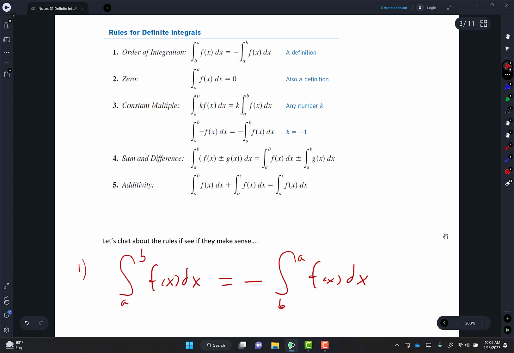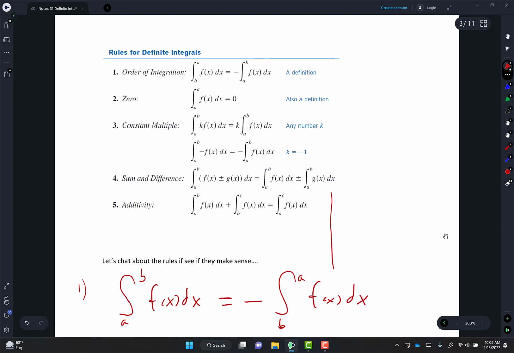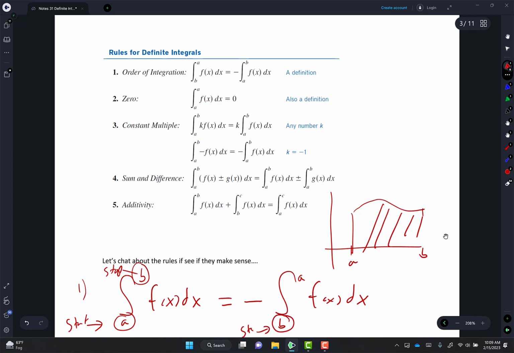Let's see why. I'm going to just draw a random sketch. So here it is, A to B. Remember that I told you this is where you start and this is where you stop? Well, this one is telling me that I start at B. So if I start at B and I work my way towards A, won't that be a negative answer? Yeah, it will, because I'm accumulating, remember.